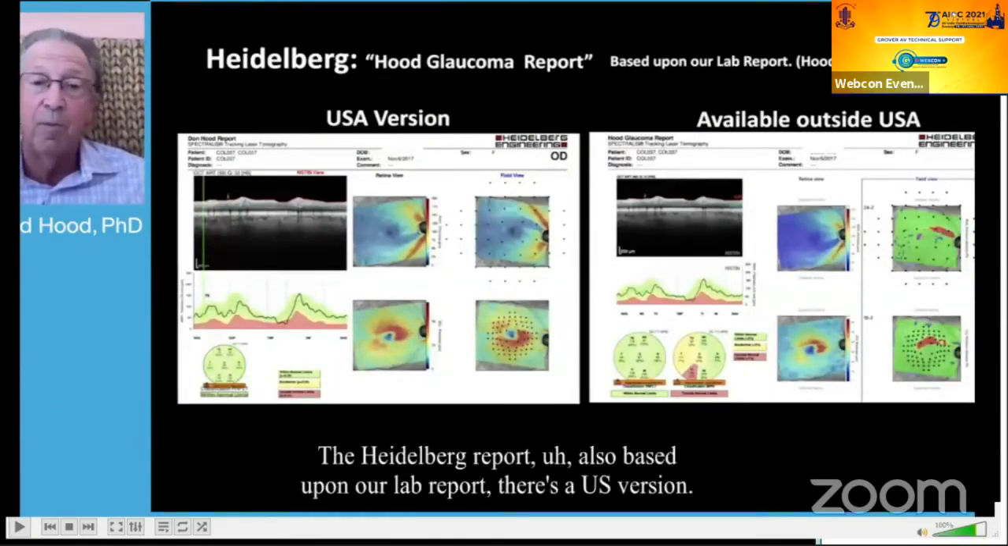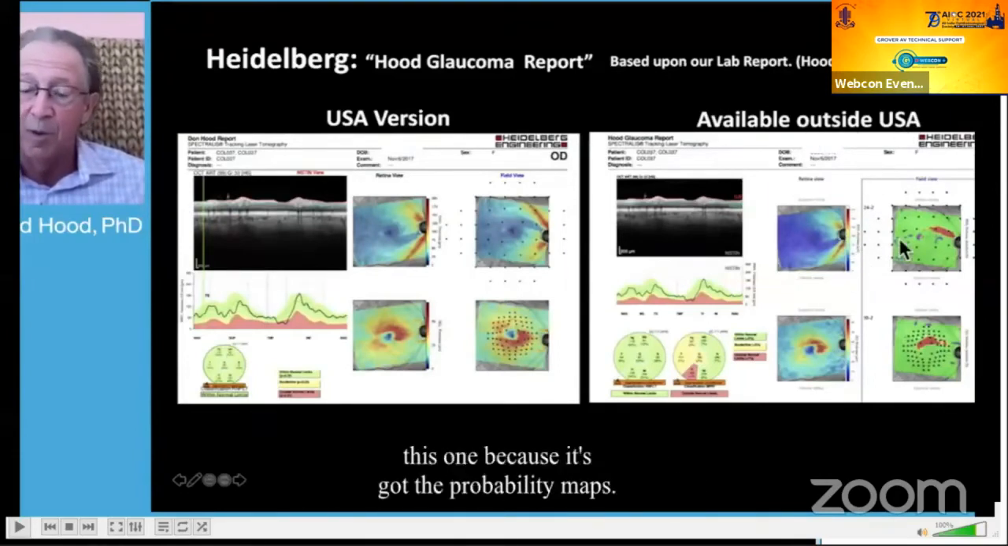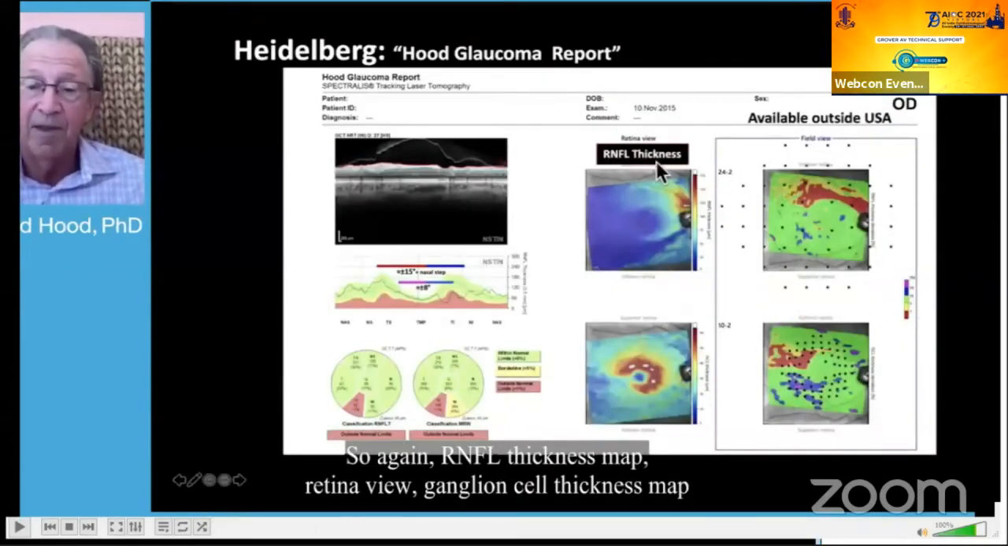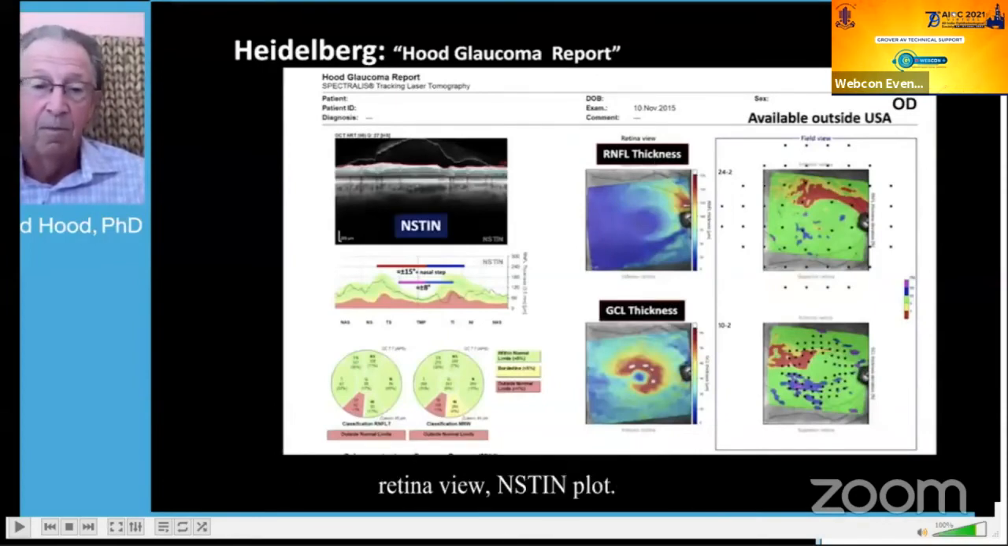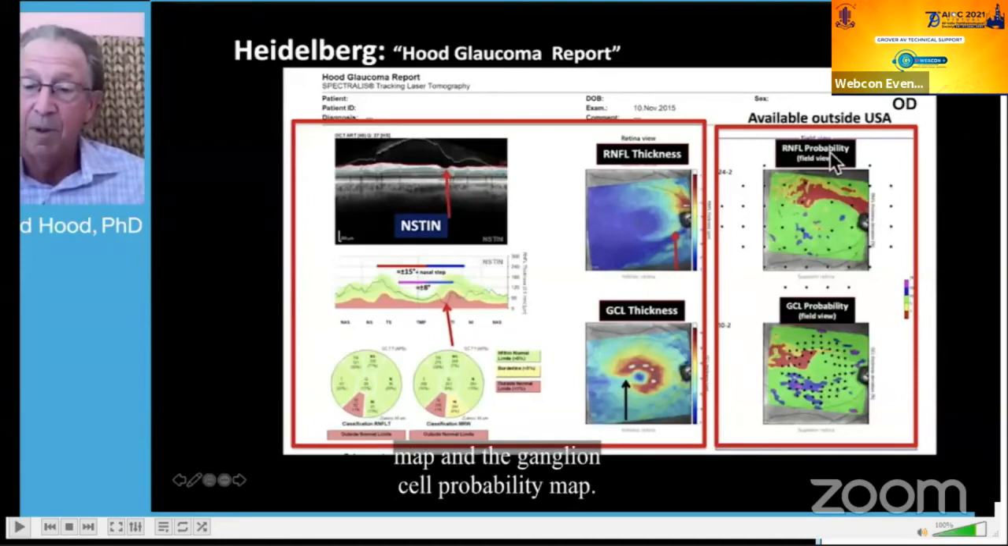All right, the Heidelberg report, also based upon our lab report. There's a US version, and then there's a version available outside the US. We're going to be presenting this one because it's got the probability maps. So again, retinal nerve fiber layer thickness map, retina view, ganglion cell thickness map, retina view, N-stin plot. You can see the same places with agreement. This is the same eye. All of that's in retina view. Over here in field view, we have the retinal nerve fiber layer probability map and the ganglion cell probability map.